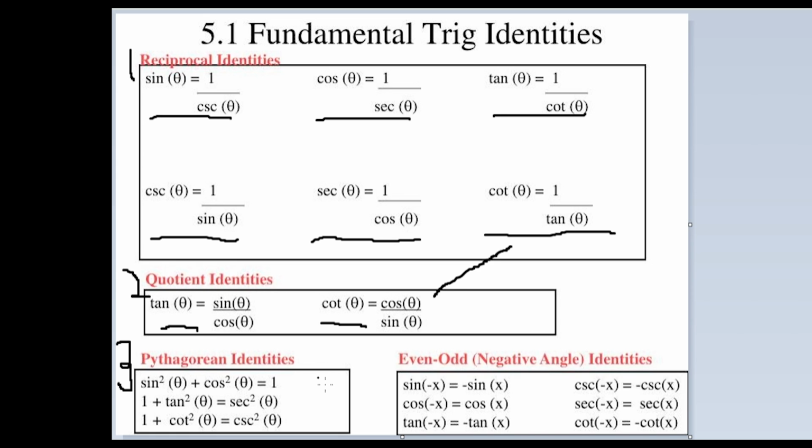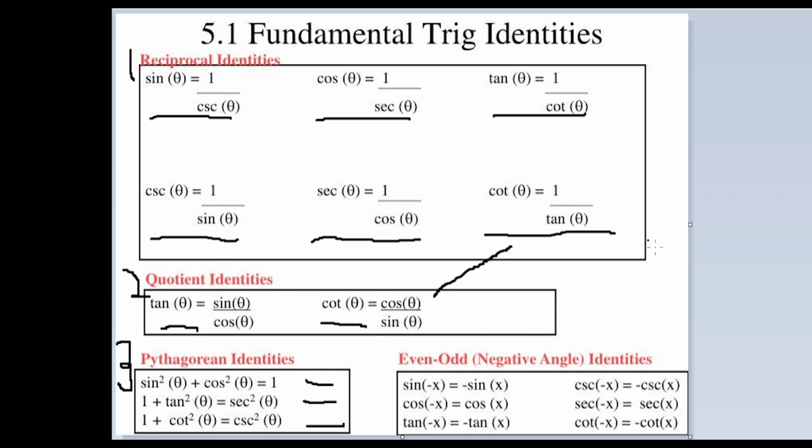These equations are derived using a triangle and the Pythagorean theorem. These equations are often used in calculus in the trig sub method for finding integrals. So, the main three are sine squared theta plus cosine squared theta equals 1, seen here. 1 plus tan squared theta equals secant squared theta, seen here. And 1 plus cotangent squared theta equals cosecant squared theta.